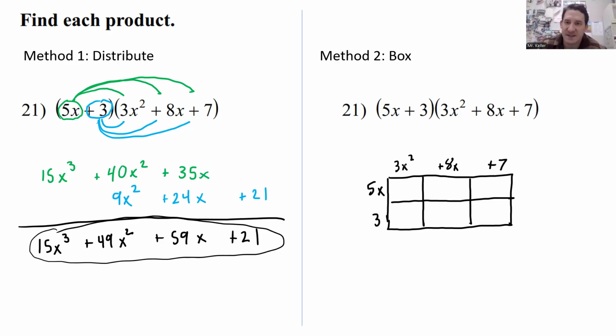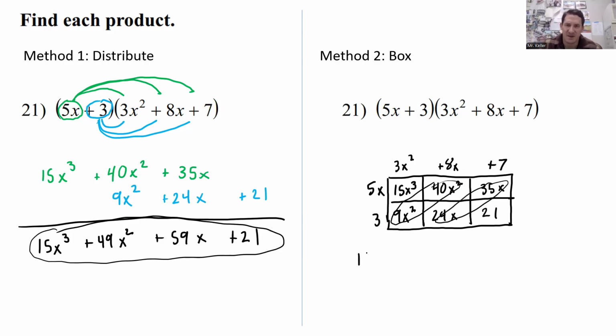So 5x times 3x squared is 15x to the third. 5x times 8x is 40x squared. 5x times 7 is 35. 3 times 3x squared is 9x squared. 3 times 8 is 24x. 3 times 7 is 21. Again, like terms are kitty corner to one another. So just on these diagonals here.